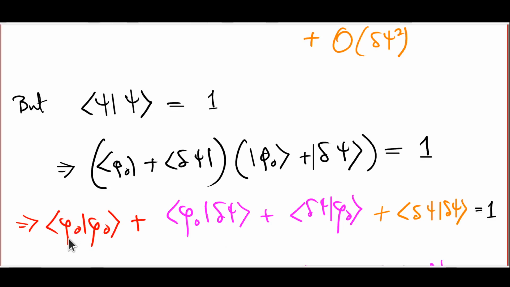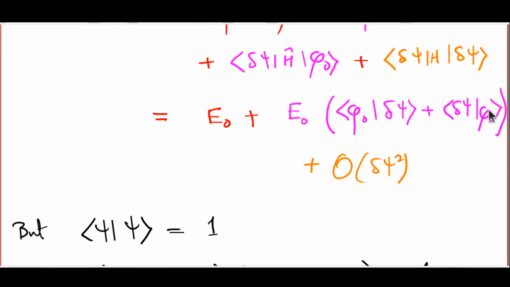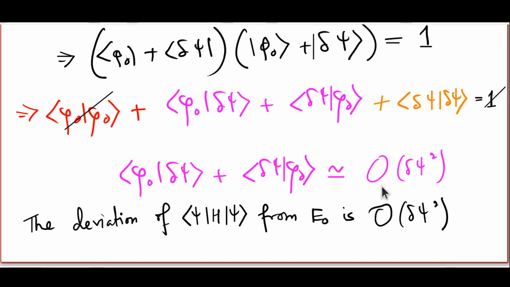Now notice that bra phi 0 ket phi 0 is actually 1. So we can cancel these two sides out. And that tells you that phi 0 delta psi plus delta psi phi 0, which is the factor which was telling you how much your energy changed, or expectation value of energy differed from E0, is actually only order delta psi squared.